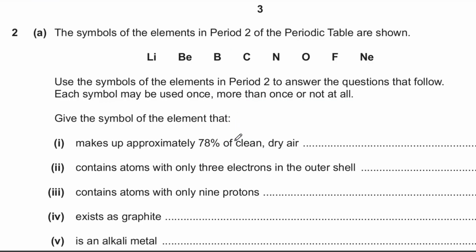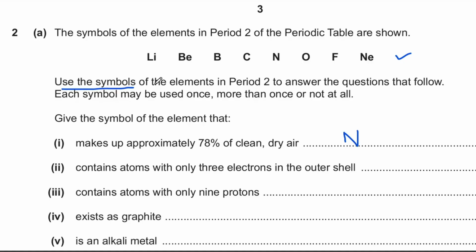Question 2. Now we move on to the period 2 elements. All these elements are in period 2. Now let's answer the questions that follow. Makes up about 78% of air, that is nitrogen. The question asks us to use the symbols of the elements.